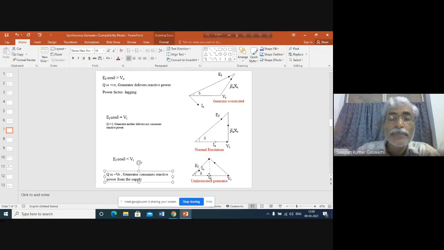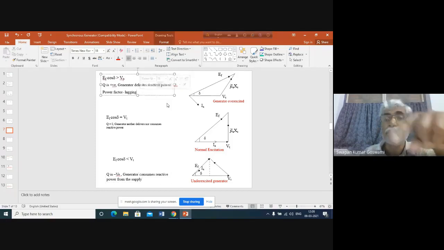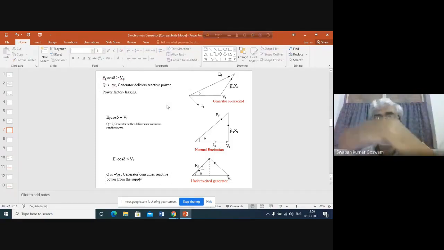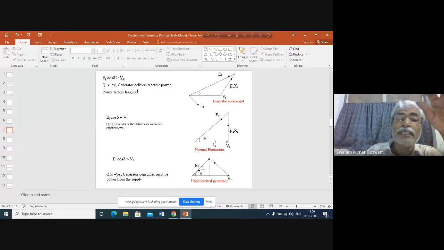In this case the generator is consuming reactive power, meaning as if the load at the terminal of the generator is capacitive in nature, or you can say the generator is supplying power to a capacitive load. Here the generator was delivering reactive power to the load. Who was consuming this? The power system was consuming this, so the power system was behaving as an inductive load. That's why the generator power factor was lagging.